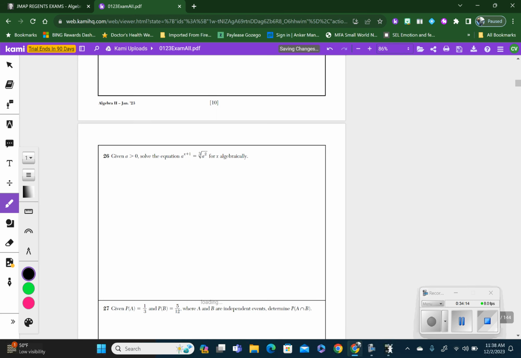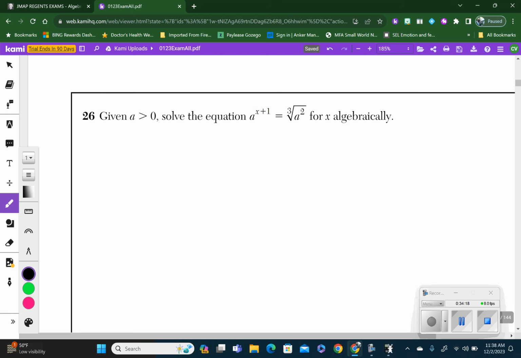Given the function, they love these questions. All right, so watch these. I have something to the x plus 1 is equal to something. So I'm going to rewrite this with a base of a and with a fractional exponent, right? 2 is my exponent, goes on the top. Exponents go on the top. 3 is my root, goes on the bottom. So a to the 2/3.